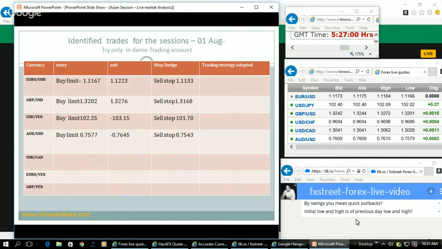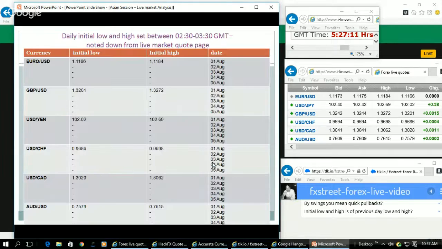Then, the initial low and high is of the previous day's low and high, no. The initial low and high on a daily basis they set by 3:30 GMT. So the daily initial low and high are set between 2:30 and 3:30 GMT. The daily refers to today because in Japan already the date 1st of August started, but in the US it is still 31st of July. But you have to follow the GMT time frame. Once the new day starts, the initial low and the high are set by 3:30 GMT. At 2:30 they set the low, then the high is set by 3:30. Or if at 2:30 they set the high, then the low is set by 3:30. That's how they do it.